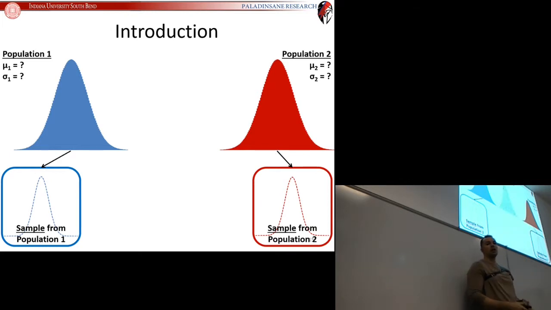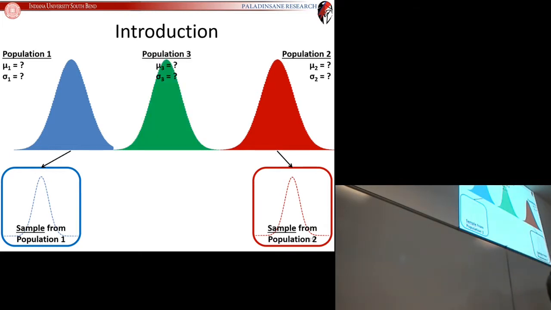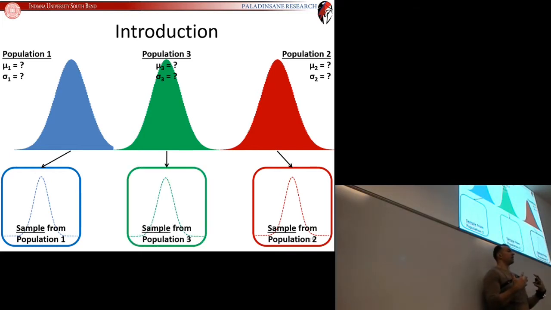Because sometimes you want to be able to compare 3 populations. You want to be able to compare 3 different conditions, sometimes even more than 3. So how is it that we can compare 3 conditions or more and do that in a fair and objective manner?